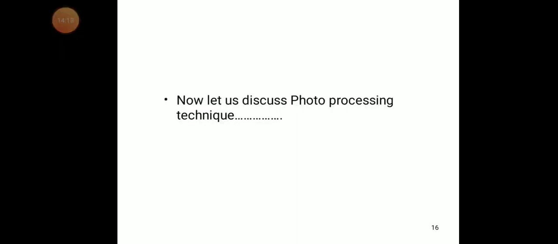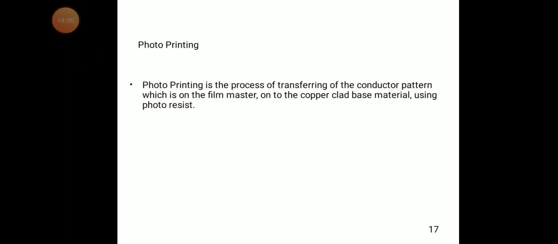Now let us discuss the photo processing technique. Already we discussed the photo printing. Briefly, I will recall what we discussed in the previous class. Photo printing is the process of transferring the conductor pattern which is on the film master onto the copper clad base material using the photoresist. This is called photo printing.